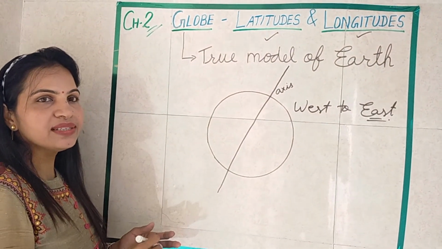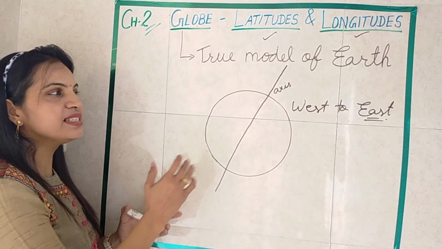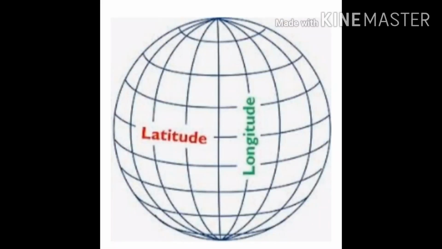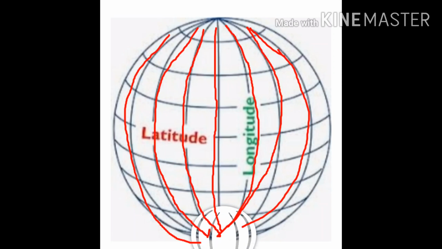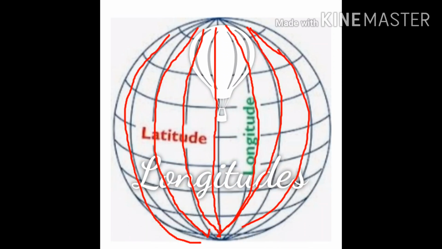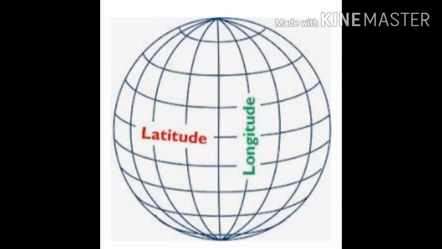Now try to understand this concept with the help of these diagrams. With the latitudes and longitudes, our earth looks like this. In this image, all these horizontal lines are known as latitudes and all these vertical lines are known as longitudes. And with these longitudes and latitudes, our globe looks like this, and this is known as grid lines.